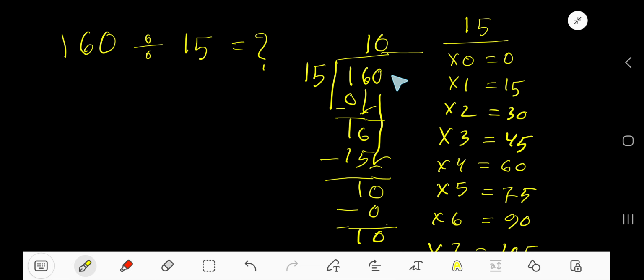Or if you want to write your answer in decimal form, then what will you do? Just put a decimal here, then add zeros. Bring down the first zero. But before this zero, there is a decimal. The decimal must come directly into the quotient.